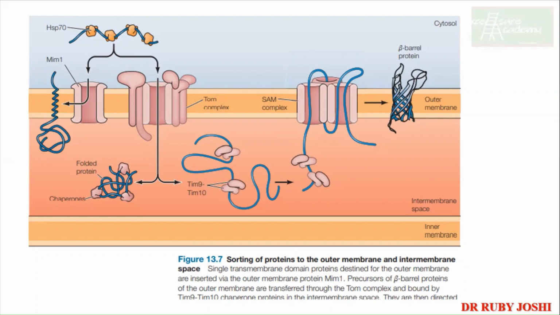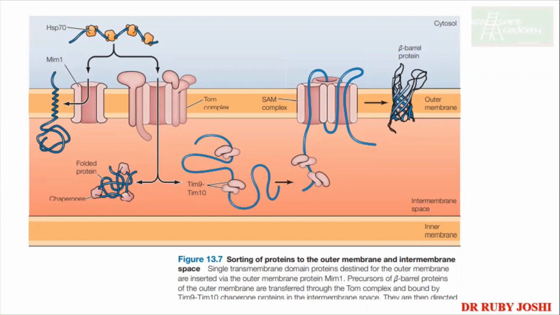The same, the polypeptide chain, HSP70 binds, and then on the outer membrane the MIM1 translocase is present, which pushes it into the outer membrane, and on the other side the TOM complex is present, and this whole chain passes into the intermembrane space and then gets folded. And on the other side TIM9 and TIM10 are present, so that it remains unfolded. Then this chain goes up to the SAM complex, which pushes it to the outer membrane and forms beta barrel proteins.